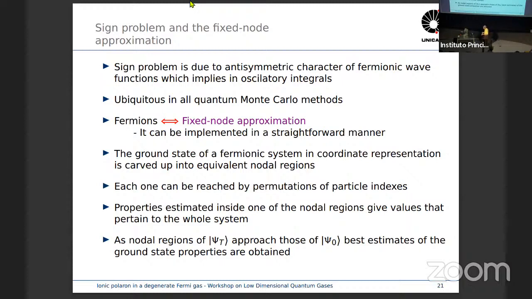And why does this work? Because the configuration space is carved up into equivalent nodal regions, and each one of these nodal regions can be reached just by a permutation of the indexes. So if we keep our calculations in one of these nodal regions, we will get results that are good for the whole system. And as I said before, as the trial function improves, better estimates are obtained.